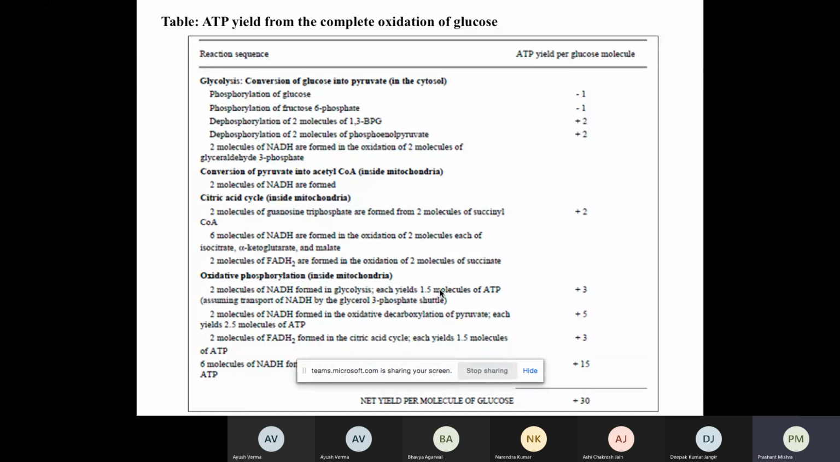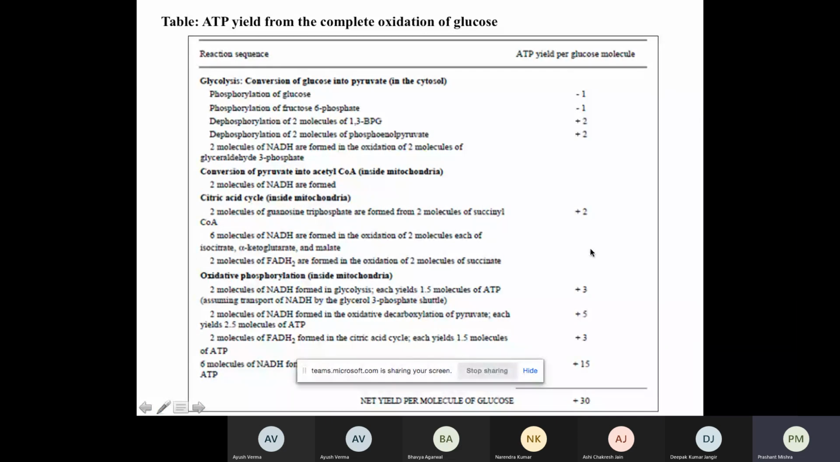If NADH is present inside the mitochondria, it is going to produce 2.5 molecules of ATP. And FADH2 produces less energy because the electron enters one step below in the electron transport chain. That is why it produces only 1.5 molecules of ATP.